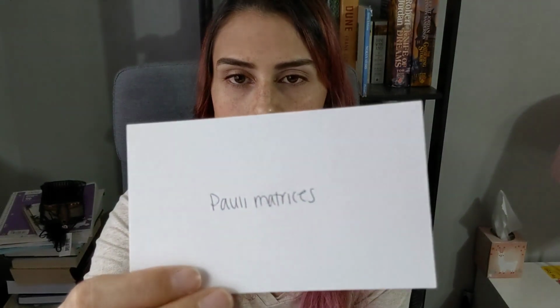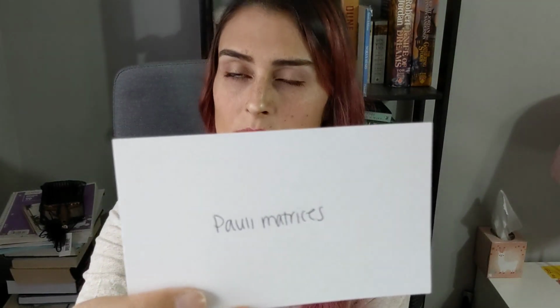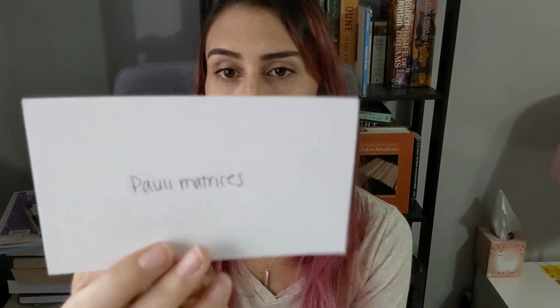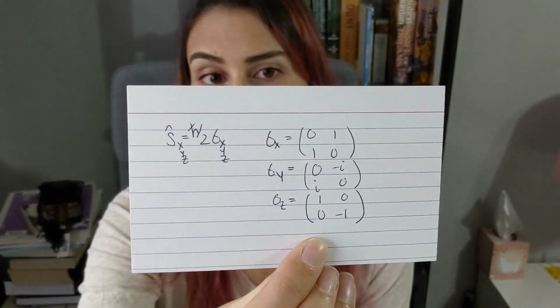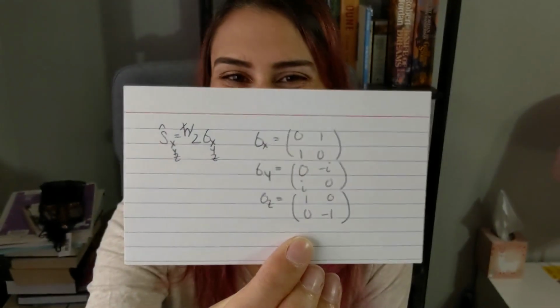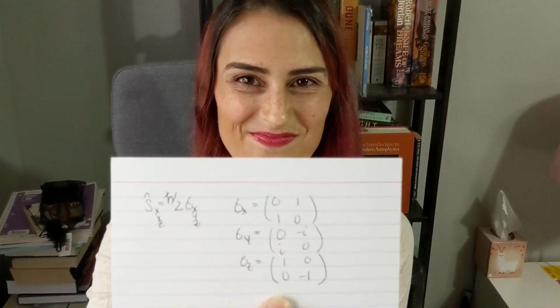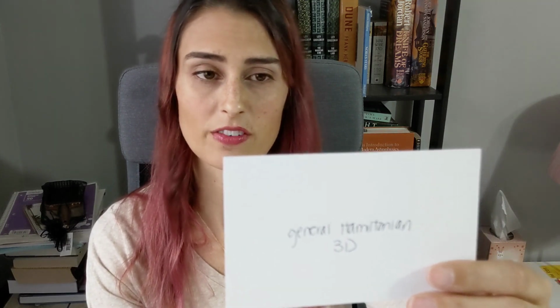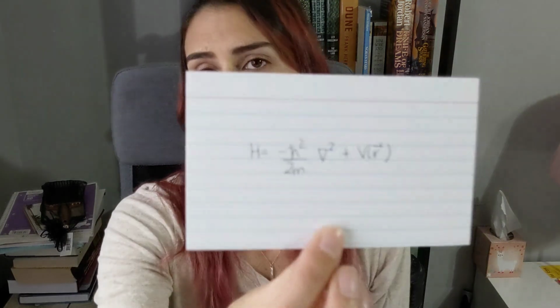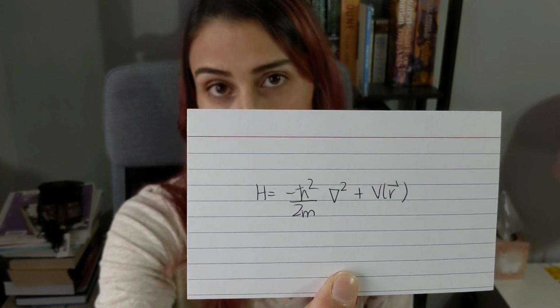So sigma x is equal to 0, 1, 1, 0. Sigma y is equal to 0, negative i, i, 0. And sigma z is equal to 1, 0, 0, negative 1. The general Hamiltonian in 3 dimensions, H, is equal to negative h bar squared over 2m times the Laplacian, plus the potential as a function of r.